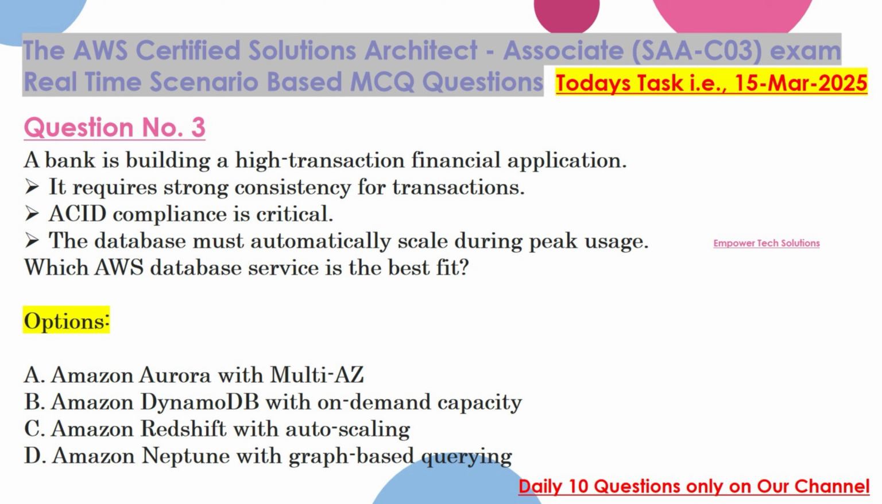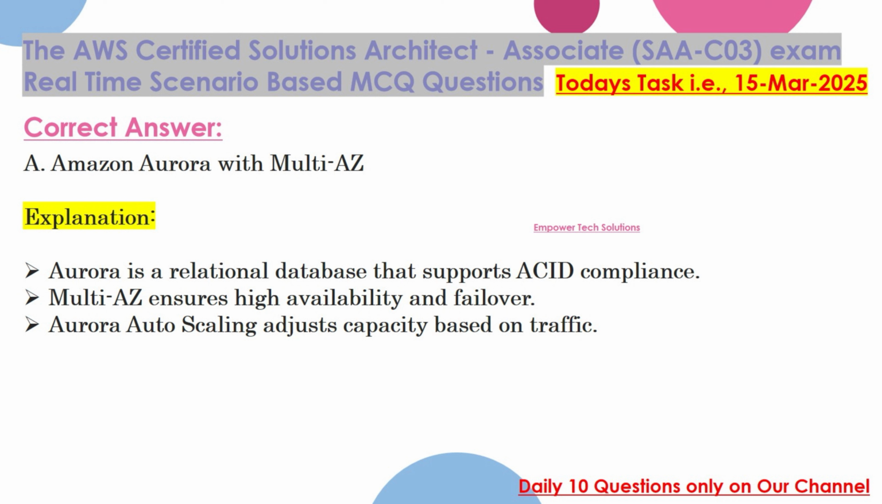Options: A. Amazon Aurora with Multi-AZ. B. Amazon DynamoDB with on-demand capacity. C. Amazon Redshift with auto-scaling. D. Amazon Neptune with graph-based querying. Correct answer: A. Amazon Aurora with Multi-AZ.